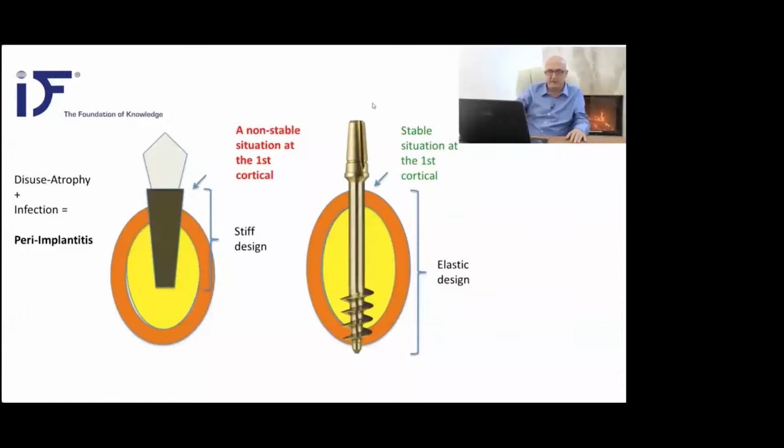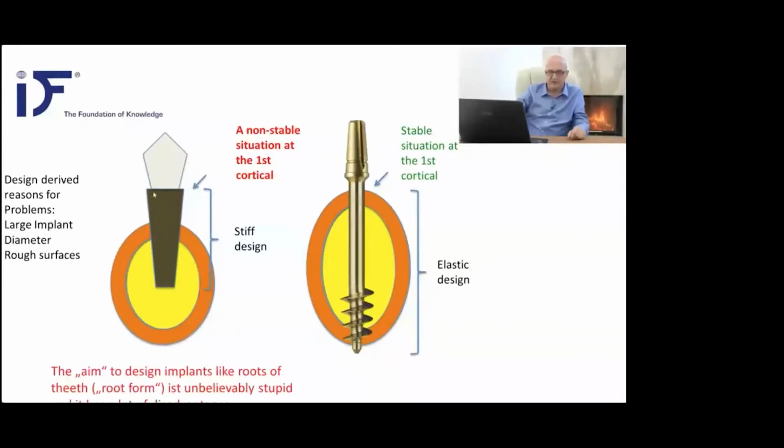Here on this corticobasal implant side, we have a stable situation. Even if this recesses, both sides can show recession of bone. There will be no infection because the implant surface is polished and because the diameter is thin. This is the big difference. It is not a two-piece design. And here you will see no infection, and here you see infection, and you see more and more infection, the more the bone disappears. So these implants, I write this here, the aim to design implants like roots of teeth is unbelievably stupid, and it has a lot of disadvantages.